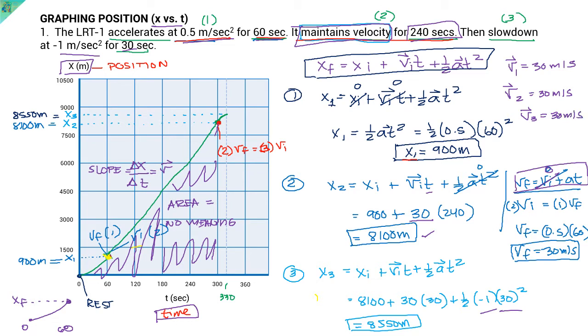Okay? However, for situation 1, the velocity goes from 0 meters per second to 30 meters per second. For situation number 2, that's 30 to 30 meters per second because it maintains a velocity. Meanwhile, on situation 3, that's 30 meters per second to 0 meters per second because it slows down to a halt. Okay? So kindly take note of this table here. Any questions?